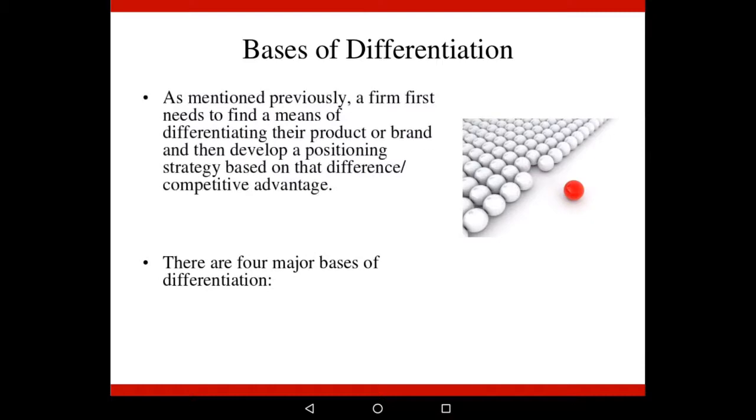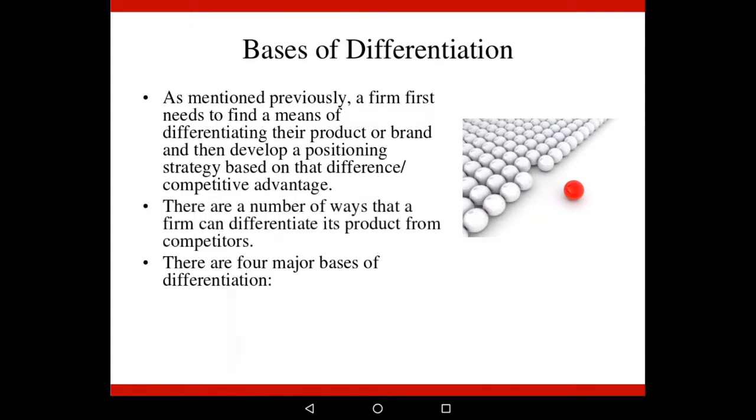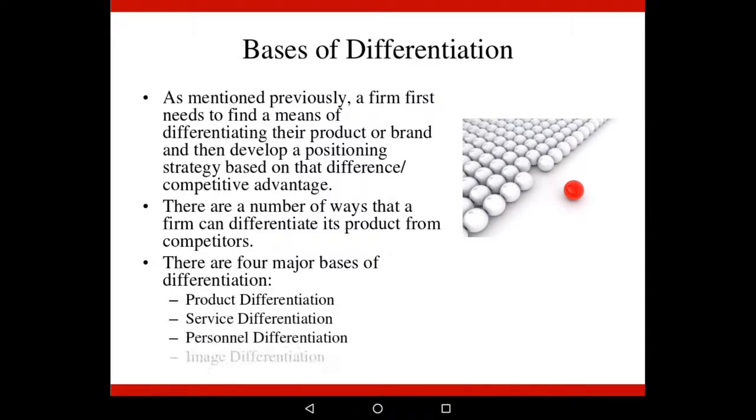Okay, so as previously mentioned, a firm first needs to find a means of differentiating their product or brand and then develop a positioning strategy based on that difference or competitive advantage. There are a number of ways that a firm can differentiate its products from competitors, and there are four major bases of differentiation. Number one, product differentiation, number two, service differentiation, number three, personnel differentiation, and lastly, image differentiation.